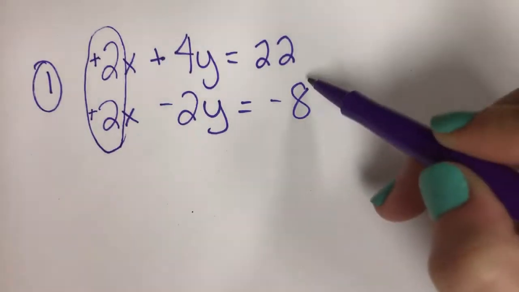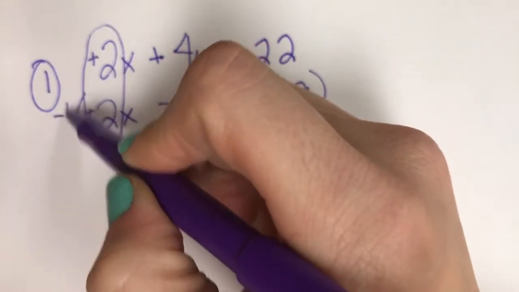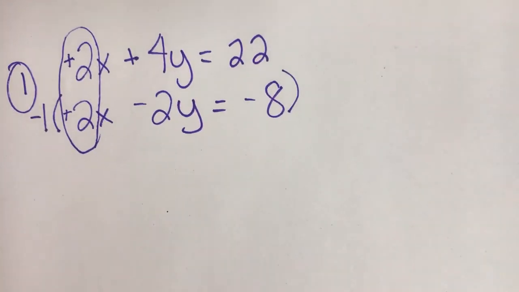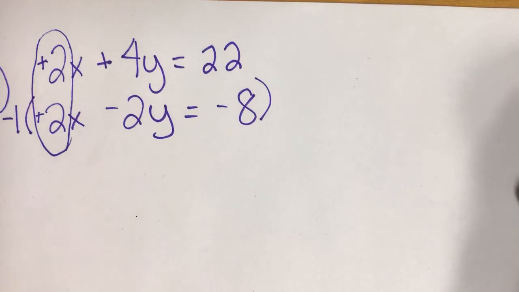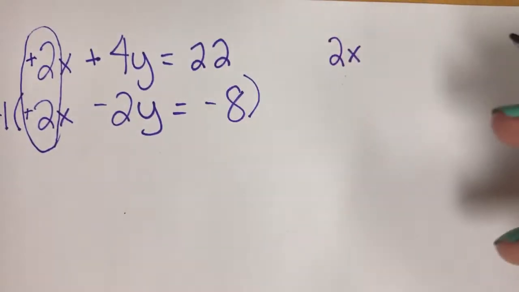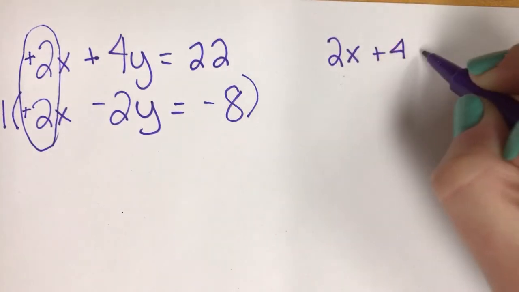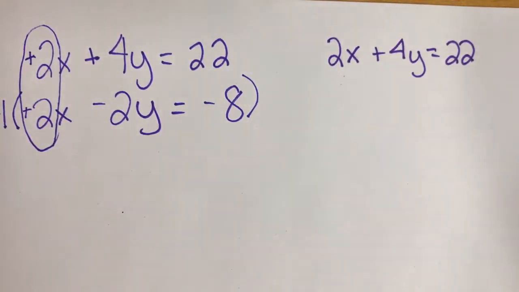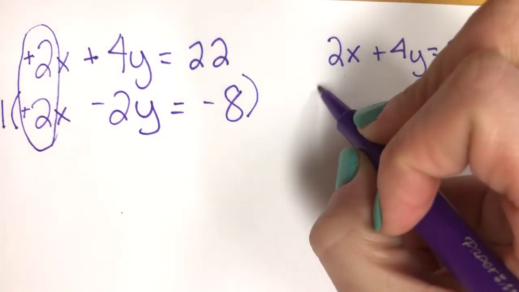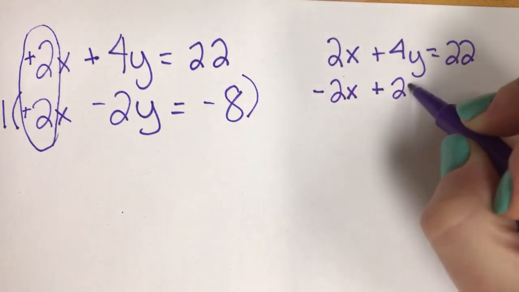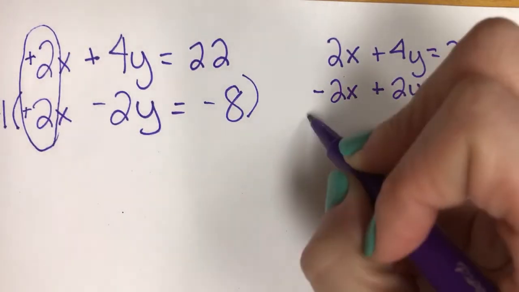So because those are the same sign, we're going to multiply one of those lines by -1. Doesn't matter if it's the top one or the bottom one. Our top equation is going to stay the same, since that's not the one I chose to multiply. It's going to stay as 2x plus 4y equals 22. Okay, and our bottom line is going to become -2x plus 2y equals 8.